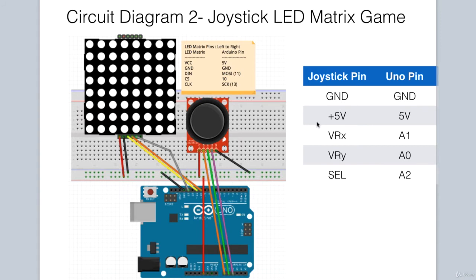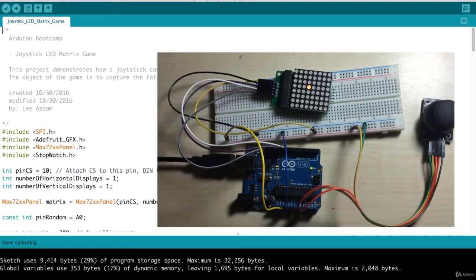To complete our project, no further circuit changes are required. The circuit remains as it was from our last lesson. Alright, so now we're going to upload the code for our Joystick LED matrix game. Let's go ahead and do that.